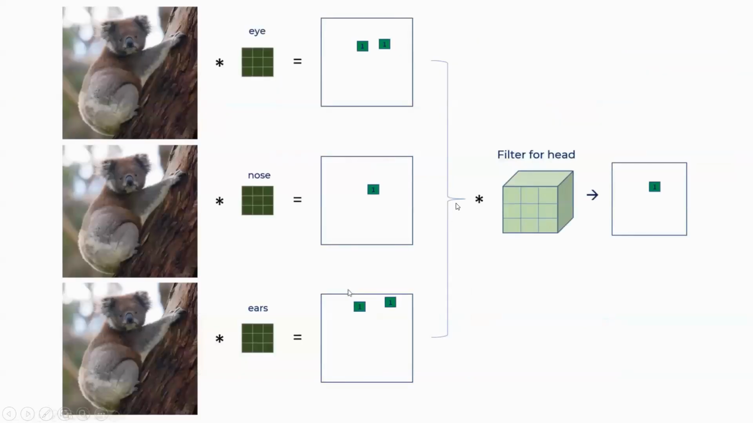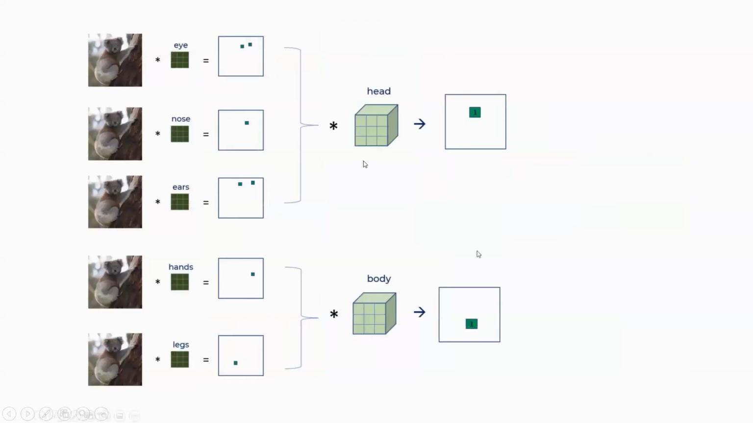Now let us come into the main concept of CNN. We divide the eyes into two patterns, the nose into one pattern, and the ears into a different pattern. Then filtering into the head, we get one structured pattern, the final pattern of the image. From this, we execute the hands and legs both ways, from eyes, nose, ears, and hands and legs.